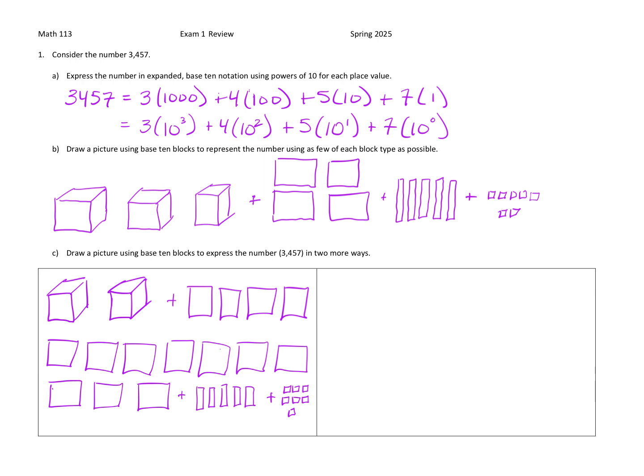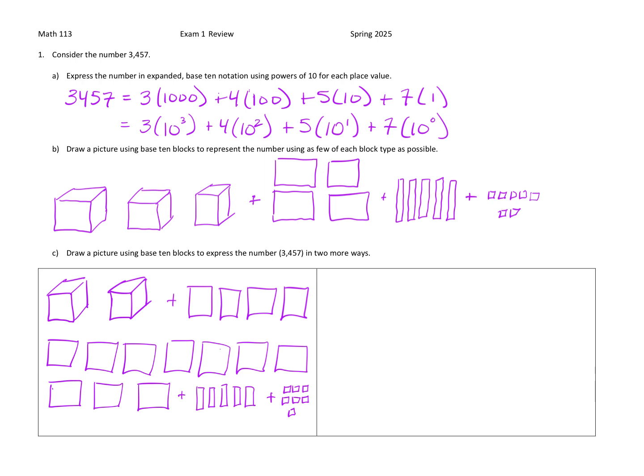Okay, and now another way, right? So maybe instead of trading one of these for 10 of these, I'll trade one of these for 10 of these, right? Or you could trade one of these longs for 10 of these shorts. There's lots of ways to do this. I think I'm going to trade a flat for 10 longs.